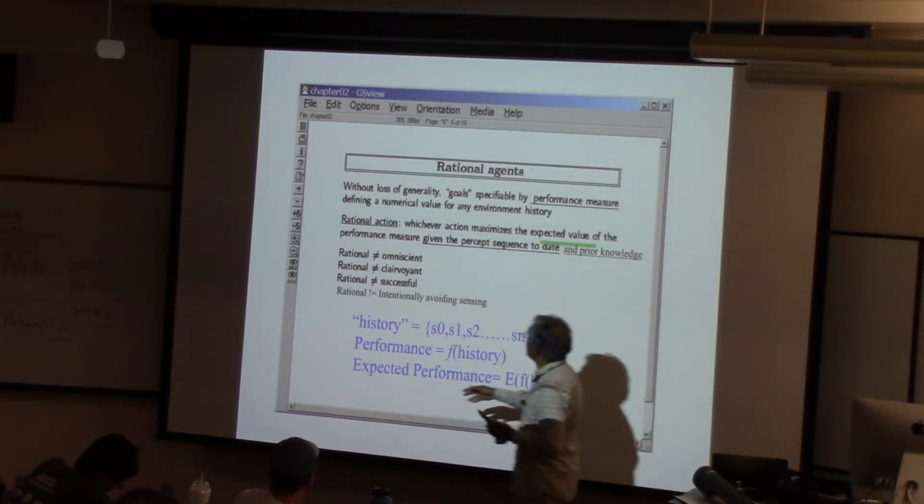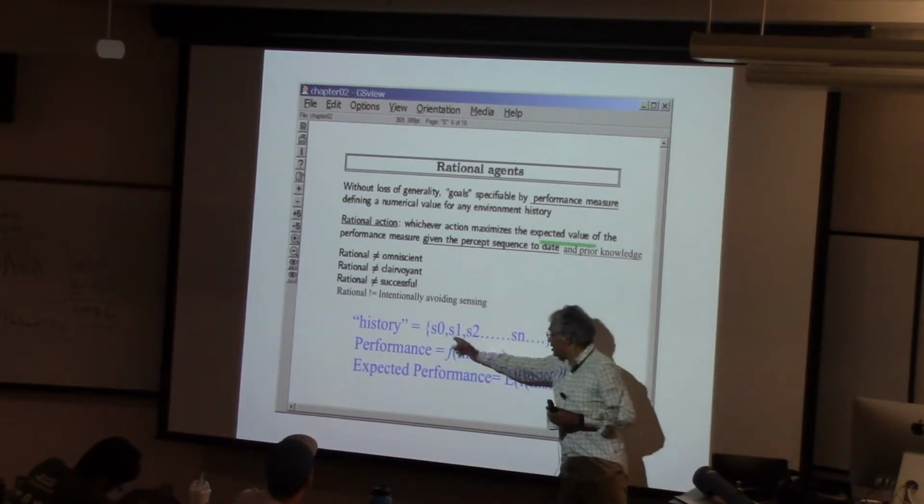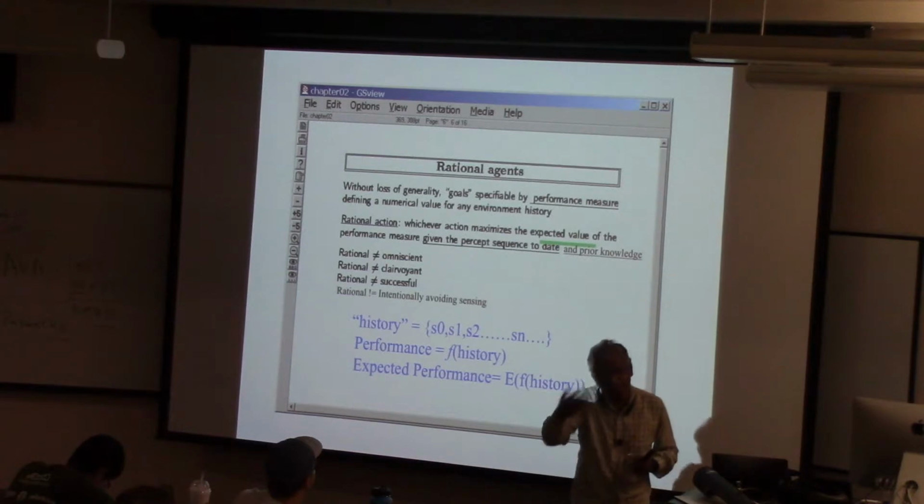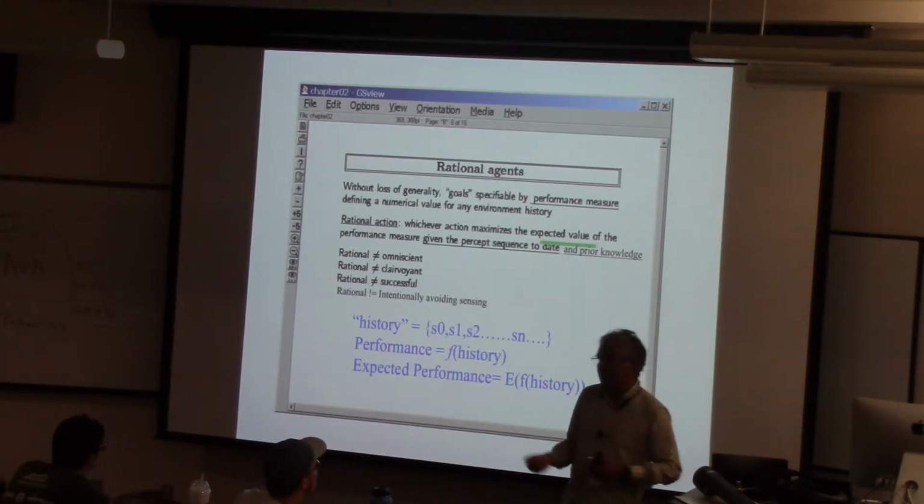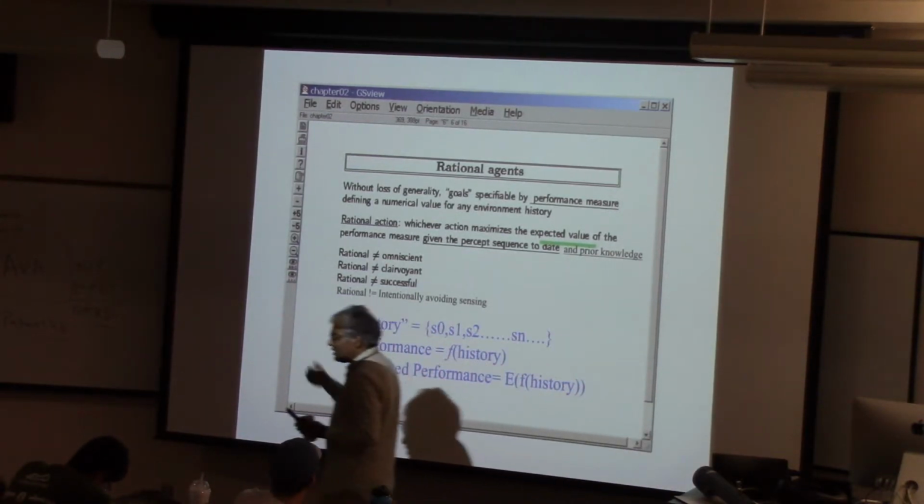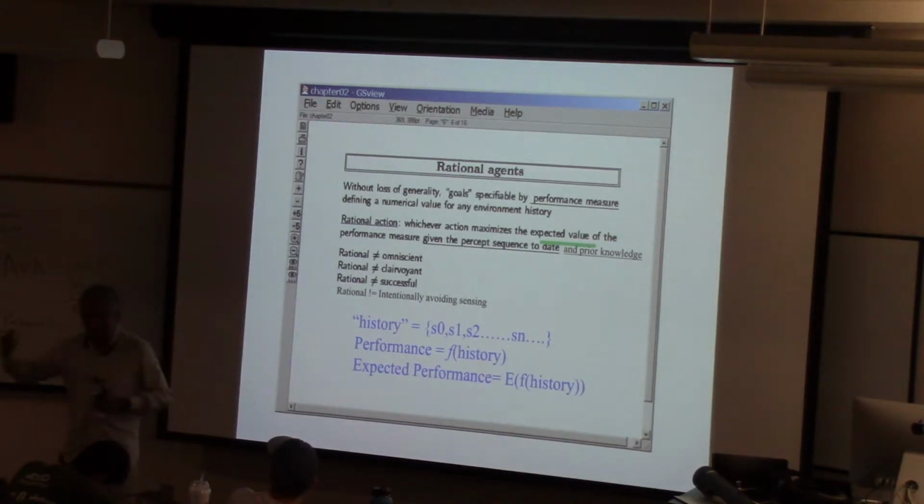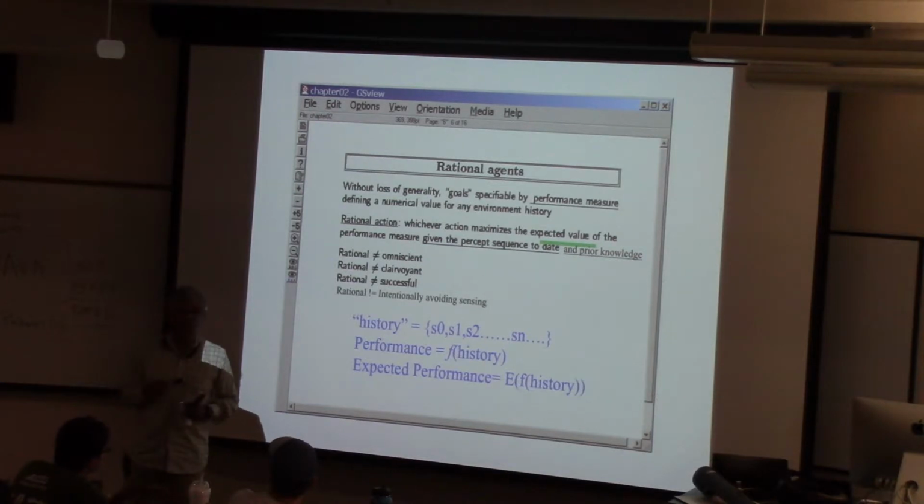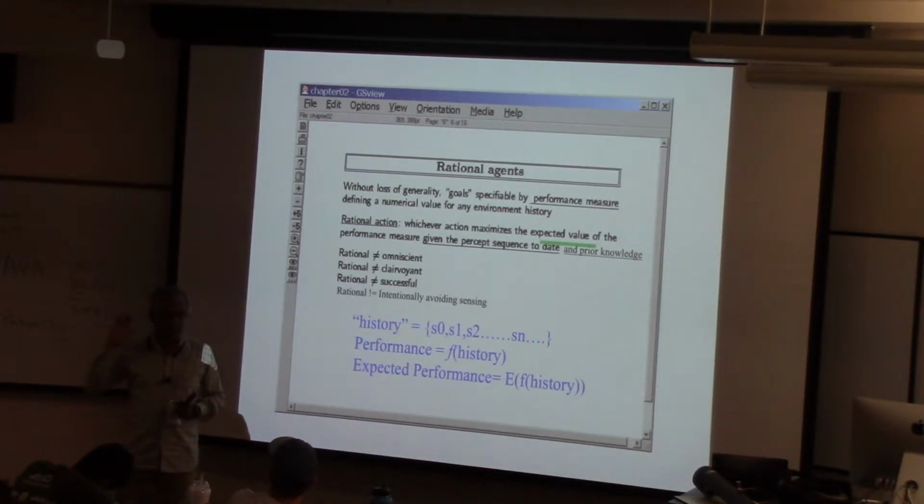Okay, so anyway, you look at the history and then you apply some function to the history. Whatever the function is, that's the performance metric. So for example, as a society, we have decided that all that matters is how wealthy you were when you were 32 years old. That's it. That's the performance metric.